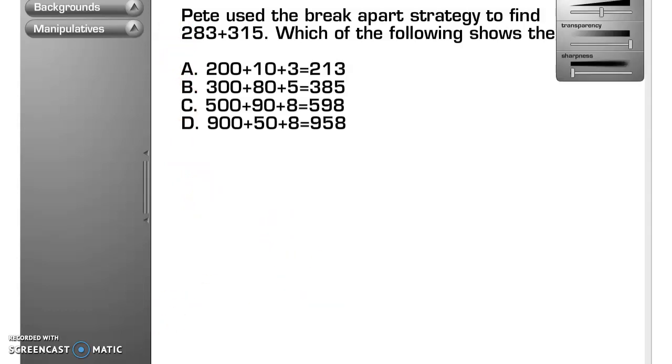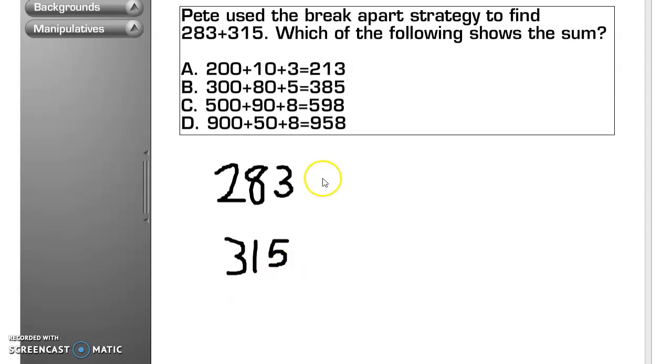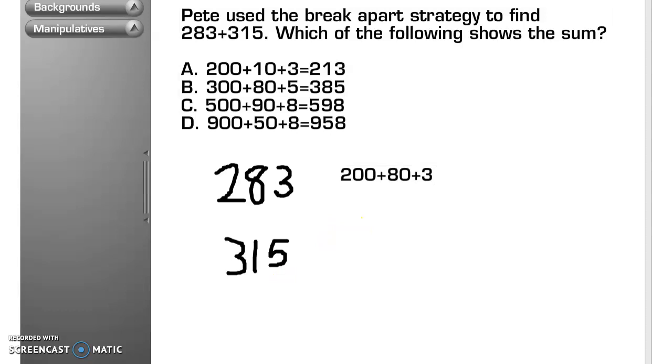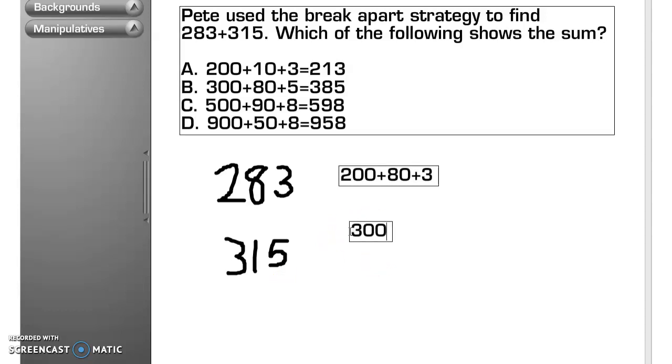So if I had 283 and then I had 315, I could break these apart and I could have 200 plus 80 plus 3. And then again, I would need to do that for 315. So I'd have 300 plus 10 plus 5.